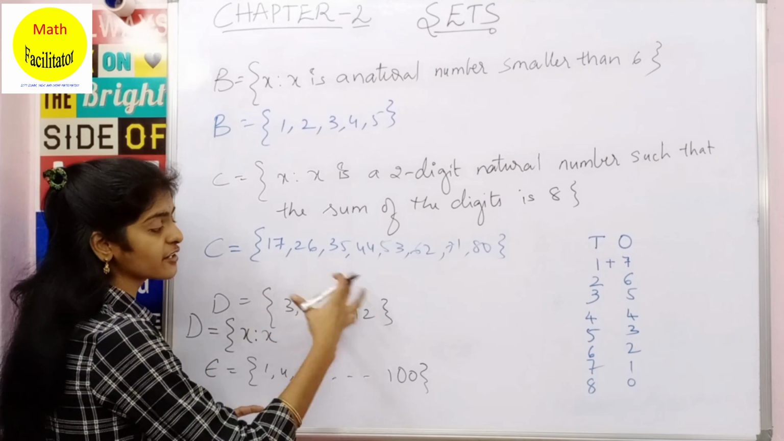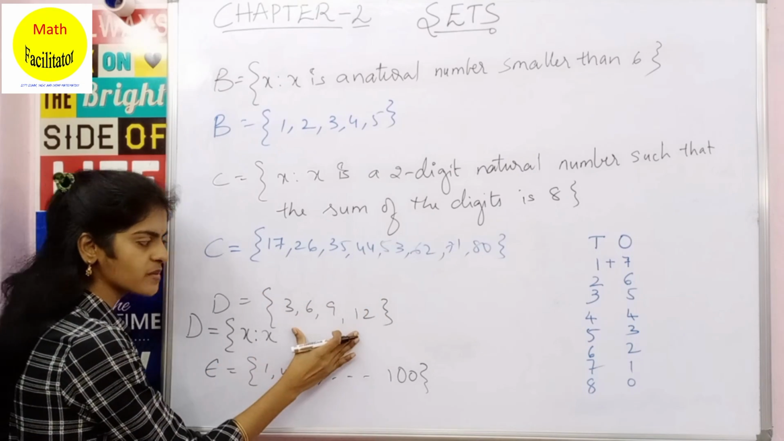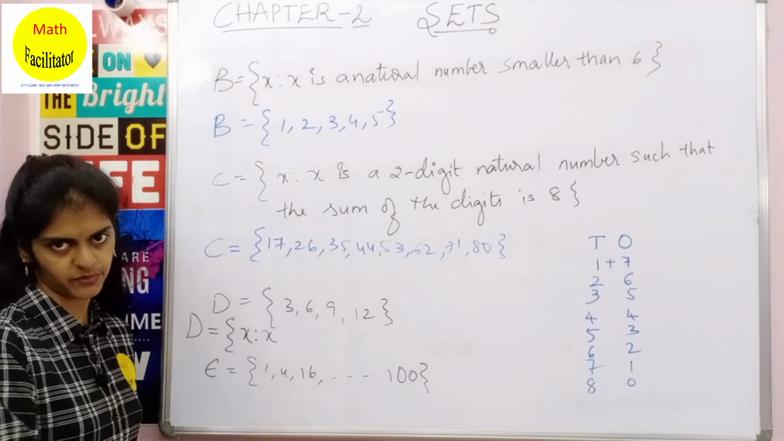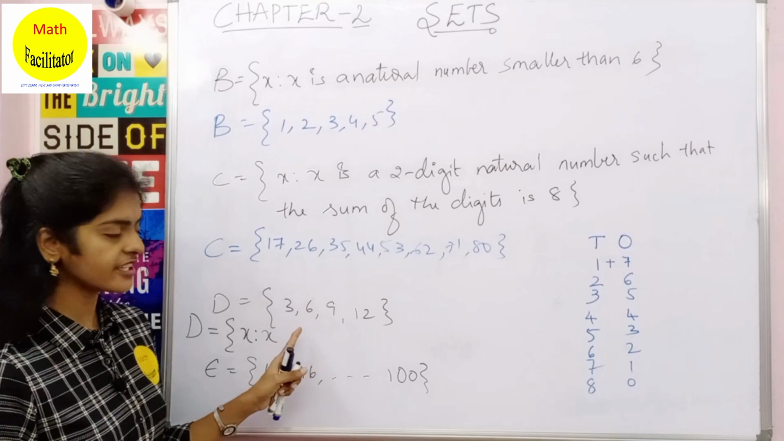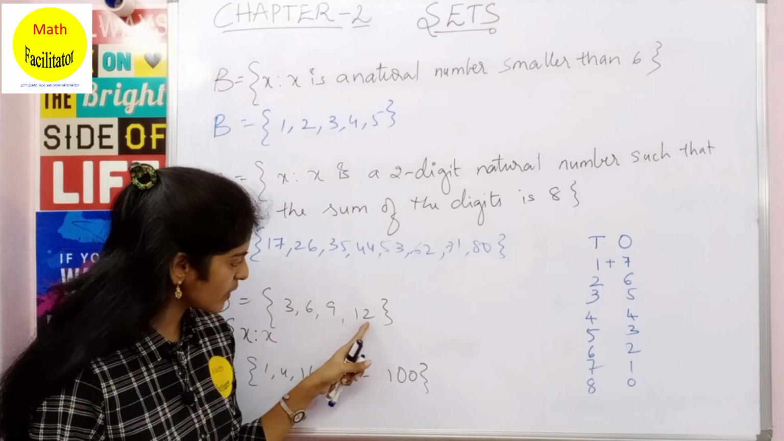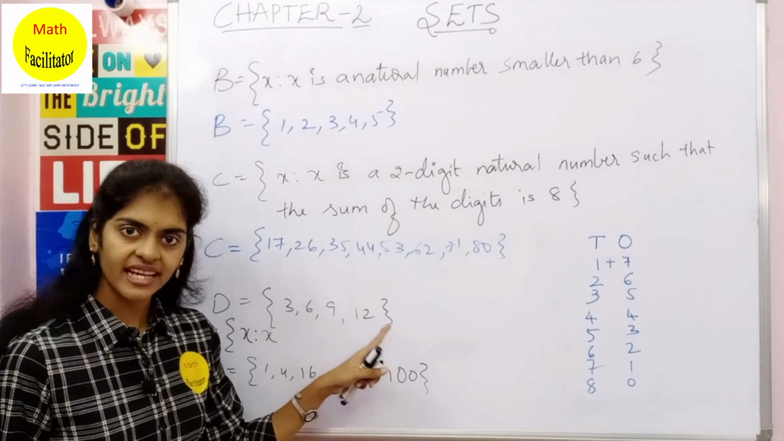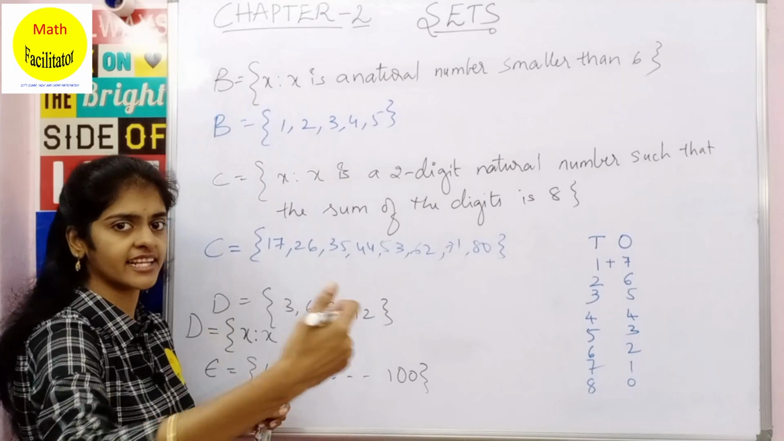So firstly you will try to find some property. Whenever a roster form is given to you, you will try to find some property. By just looking at it, you can see that 3, 6, 9, 12 are nothing but multiples of 3. In the 3 table you have 3, 6, 9, 12, 15.